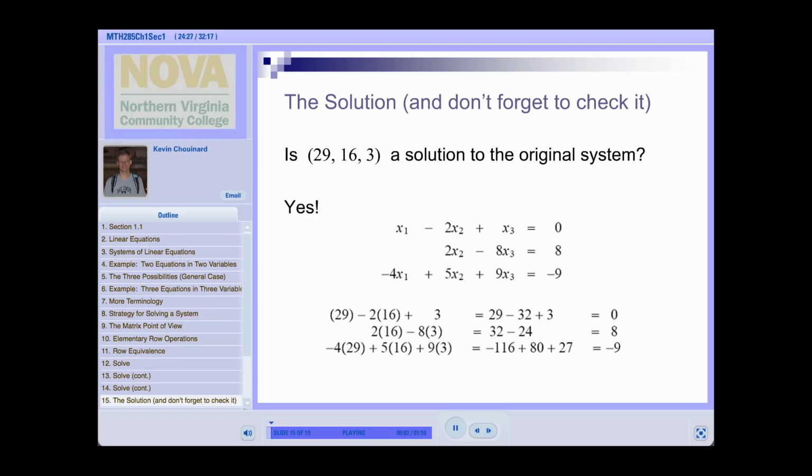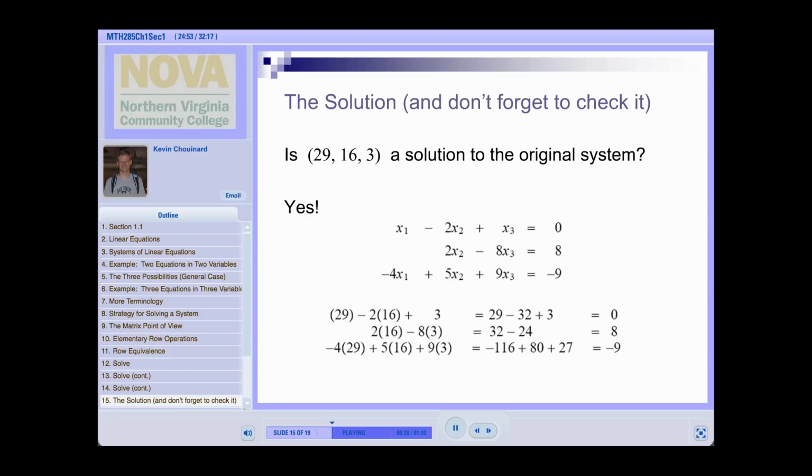We got a solution to this system of x sub 1 being 29, x sub 2 being 16, and x sub 3 being 3. And we can, of course, check that this is a solution to the system of equations by plugging in 29, 16, and 3 and making sure that we get a true statement out of each equation. When we plug it in, we do in fact get a solution to the system of equations.